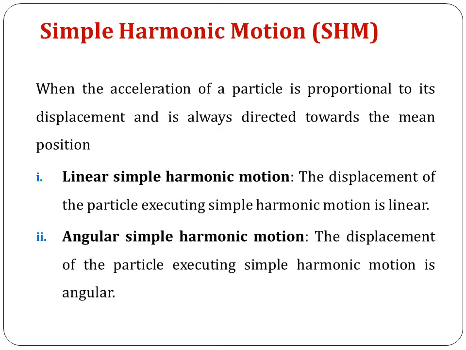There are two types of simple harmonic motion. One, the linear simple harmonic motion, where the displacement of the particle executing the simple harmonic motion is linear. Secondly, there is the angular simple harmonic motion, where the displacement of the particle executing simple harmonic motion is angular.